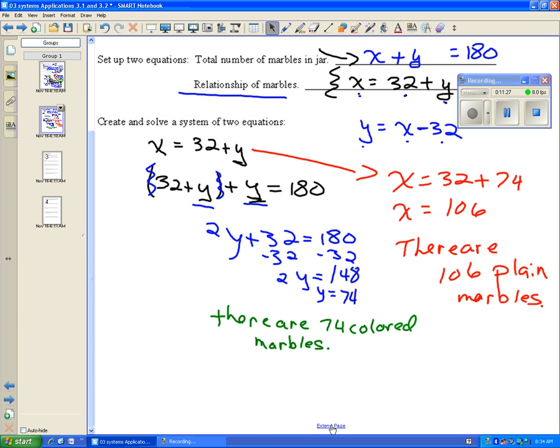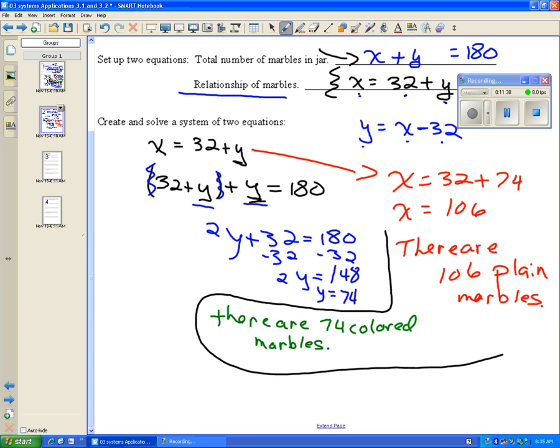Remember, I give you a word problem. I give you a question in words. You need to give me an answer in words. So my answer is actually these two statements together, telling me how many plain and how many colored. The numbers are nice, but words are better than numbers when it comes to word problems. Make sure you give an answer in words.